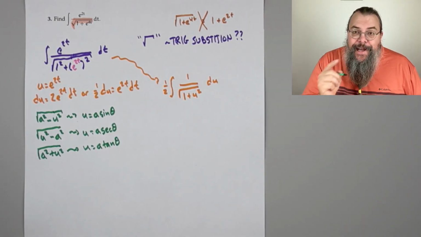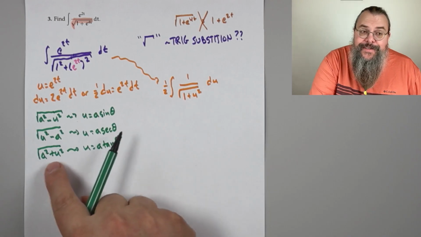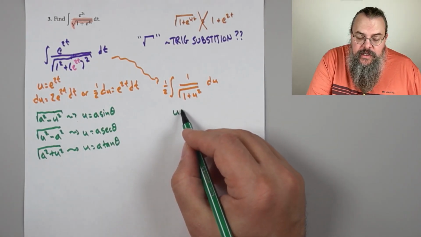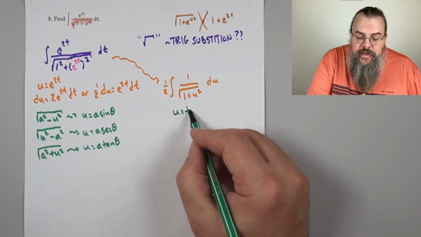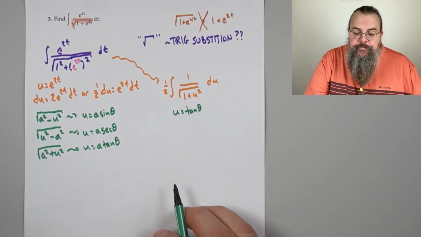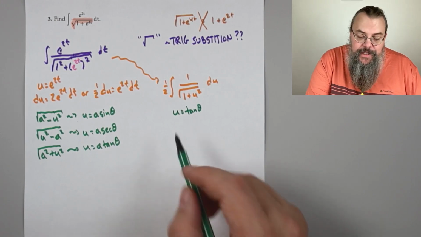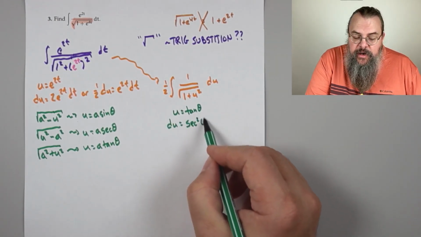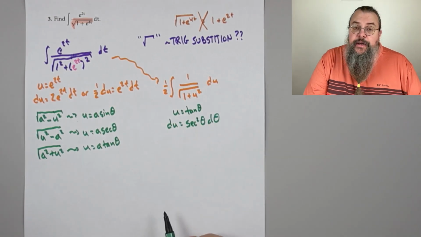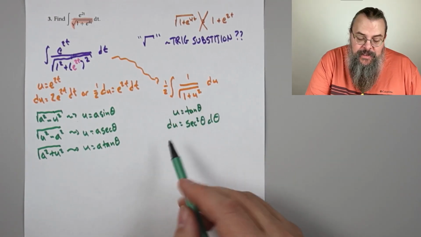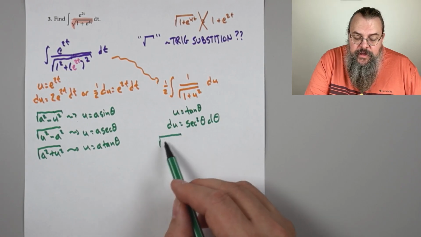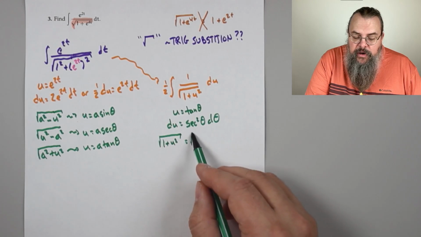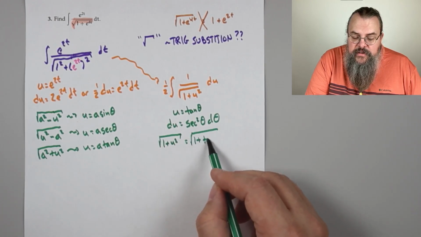So we're in this category. Great, no worries. We're going to set u equals 1 times tangent theta. Now we start unraveling. du, the derivative of tangent, is secant squared. What about this denominator? We have the square root of 1 plus u squared. That's the square root of 1 plus tangent squared.